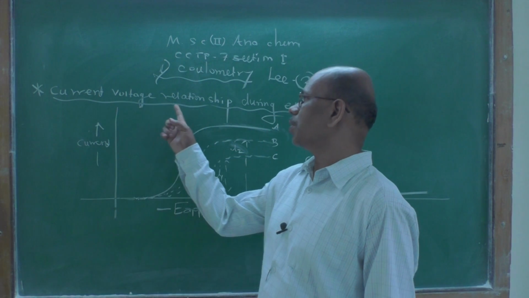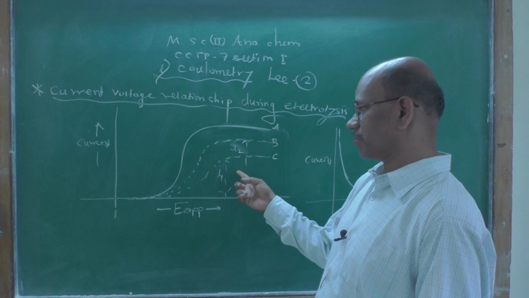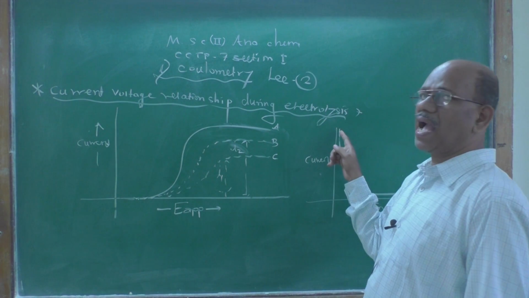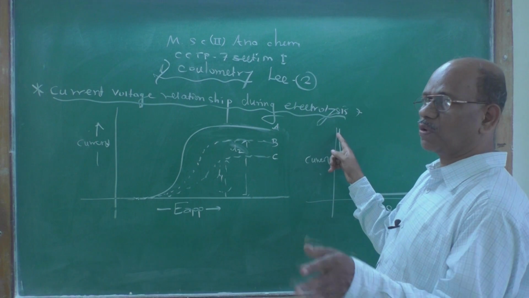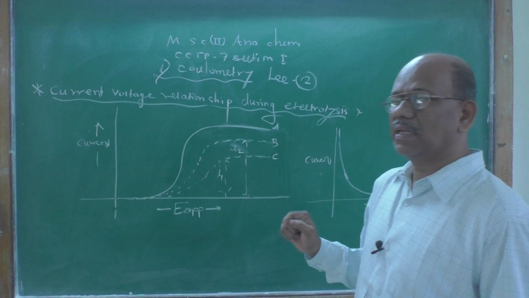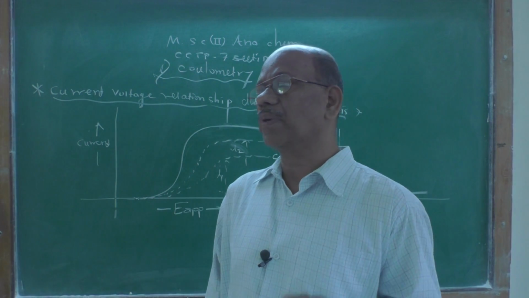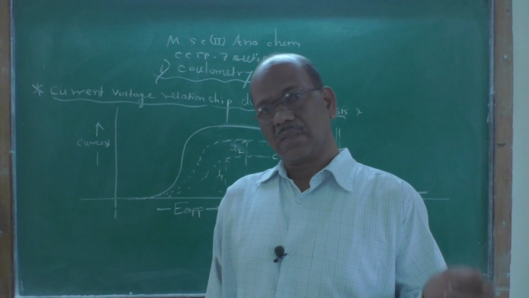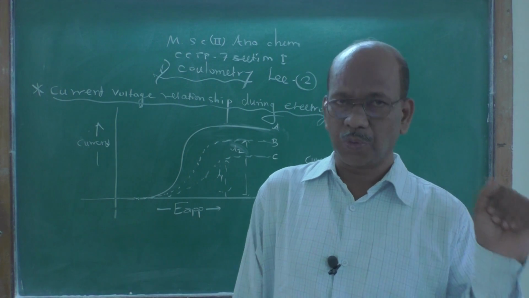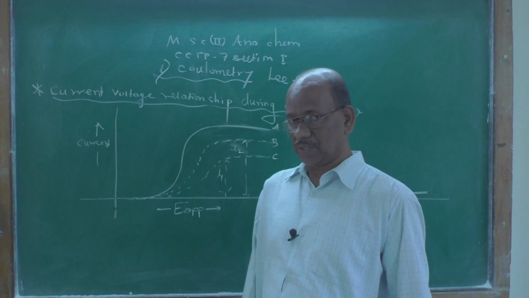So this is the current-voltage relationship during electrolysis. These are the plots, and the second plot is current against time. Initially a very high current is there. As the reaction proceeds, the current goes on decreasing, and finally it remains almost constant. So to achieve 100% efficiency, we have to control the potential also.